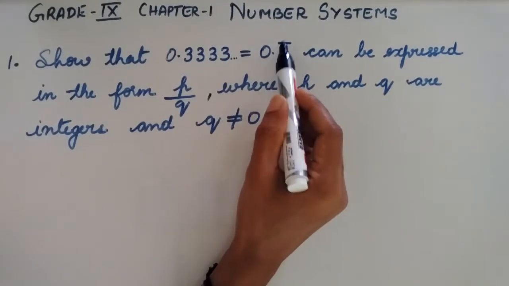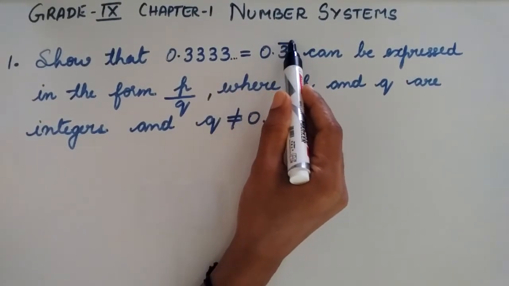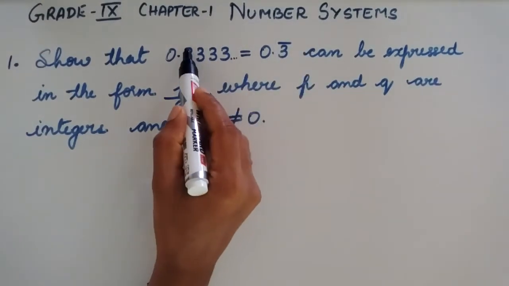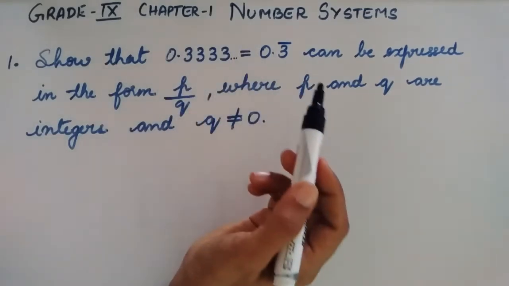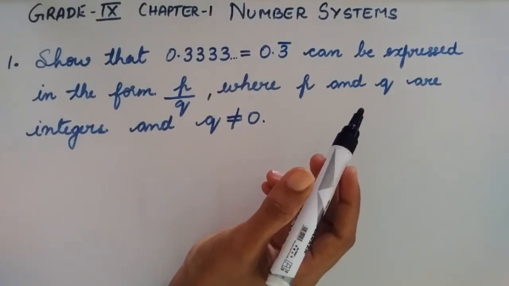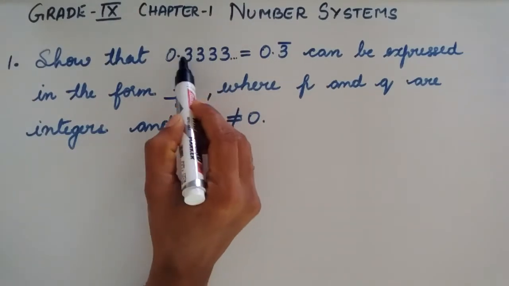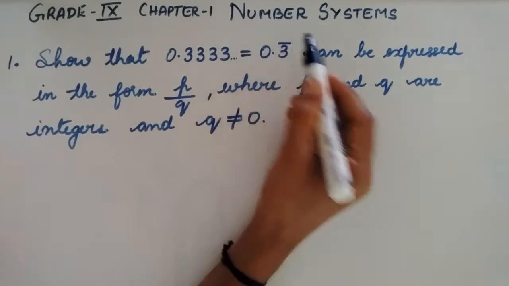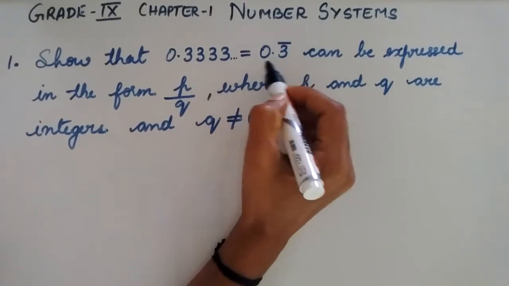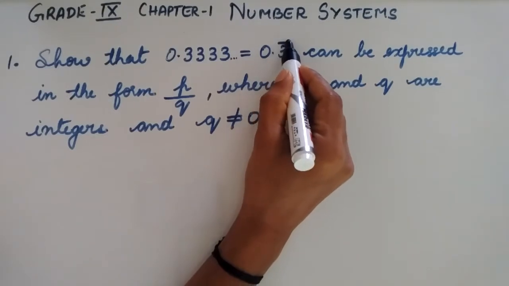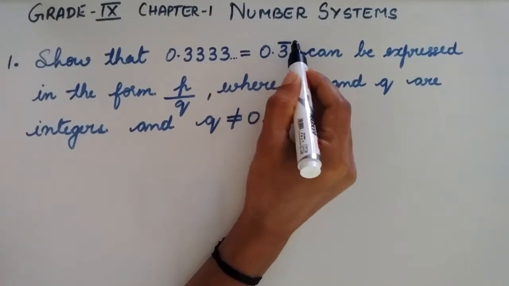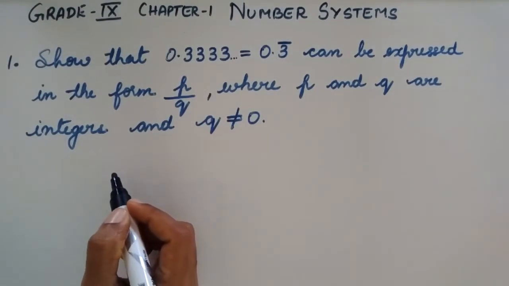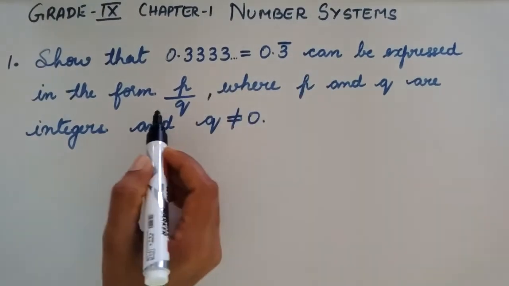Here, 0.3 bar, what does this bar indicate? The bar indicates that the number 3 is repeating. That is, this particular digit is repeating. So we indicate the number in this way by writing the bar upon this number. And then how to express this number in the form p by q?